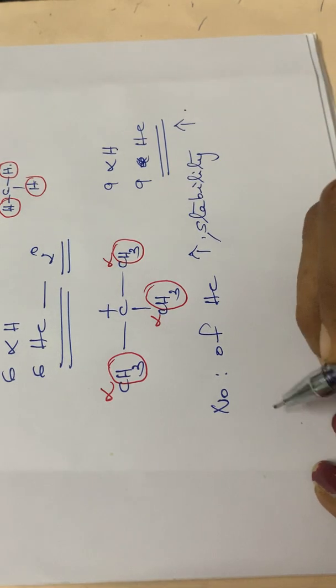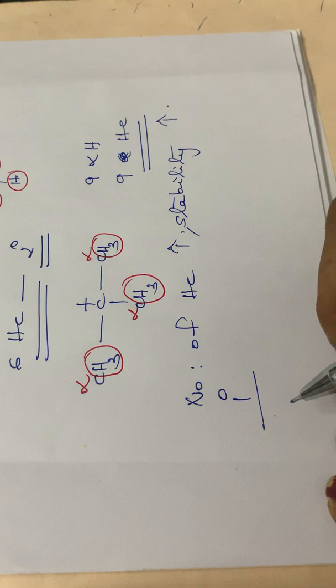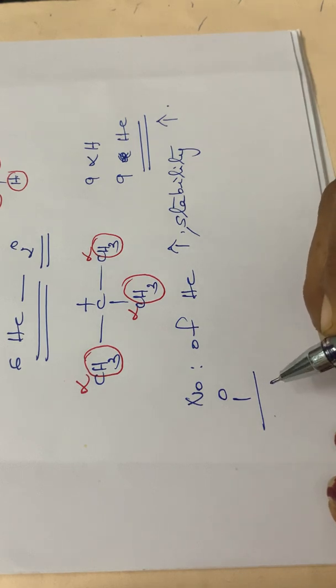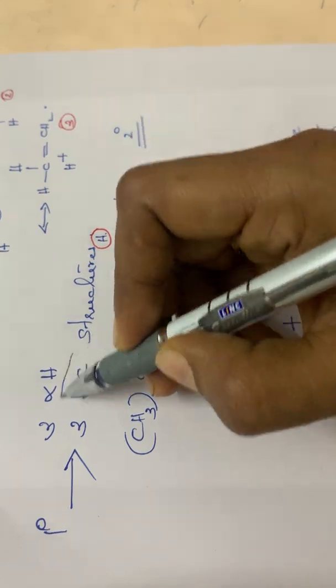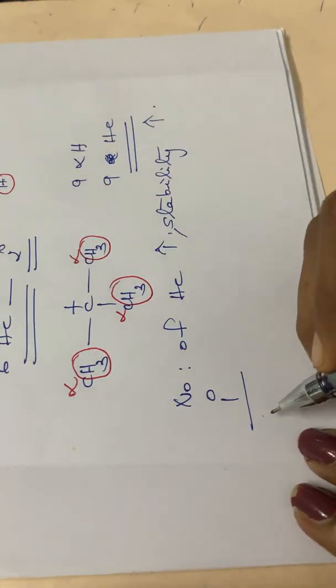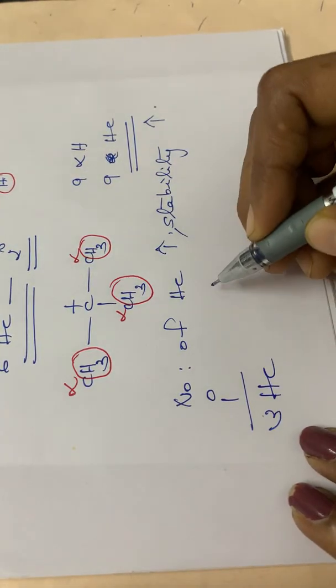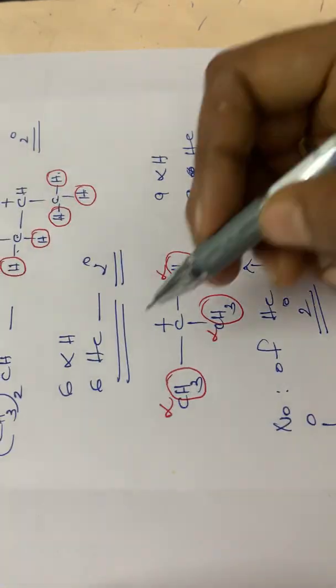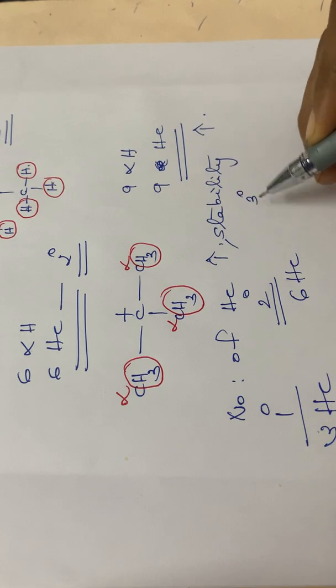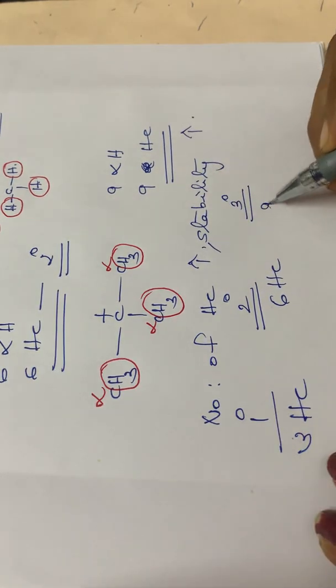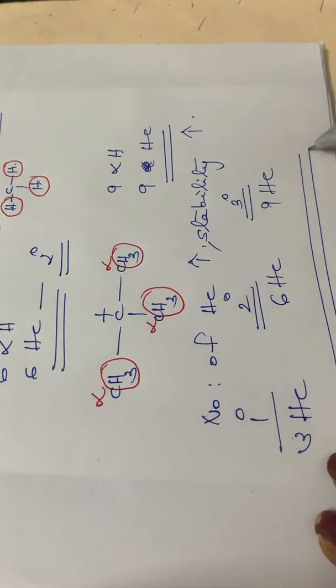See here, for a primary carbocation, how many hyperconjugative structures are possible? 3 hyperconjugative structures, isn't it? So for primary, 3 hyperconjugative structures. For a secondary, how many? 6 hyperconjugative structures. And for a tertiary carbocation, how many? 9 hyperconjugative structures are possible.